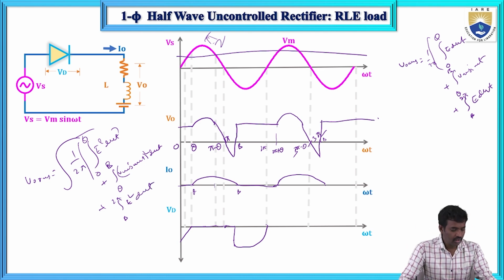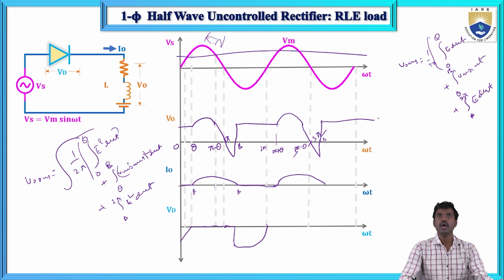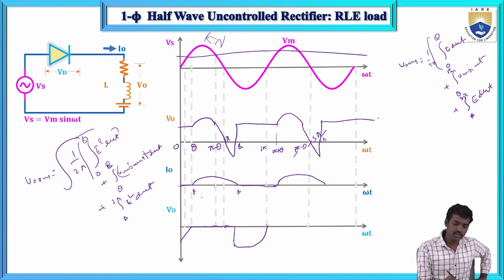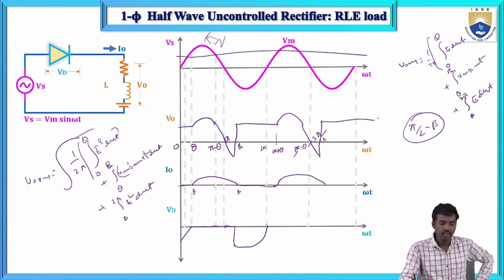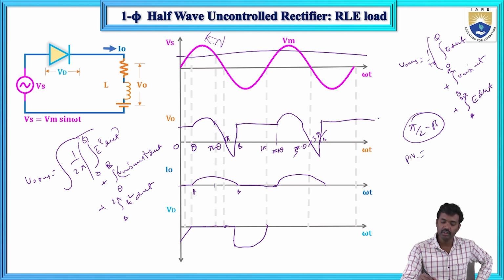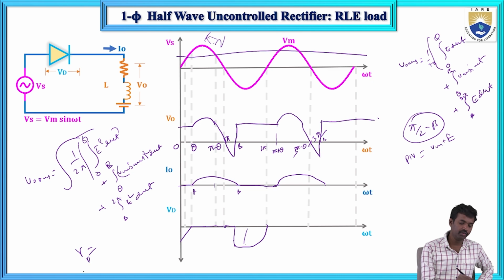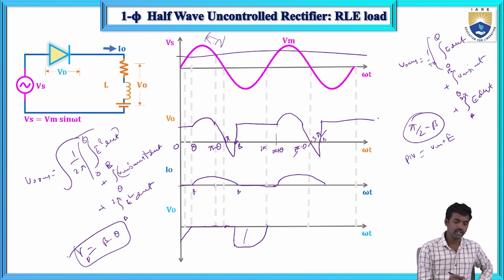So that gives V0 RMS and the V0 average value. The maximum value of current lies in between pi by 2 and beta. And the peak inverse voltage is Vm plus E only. Another quantity is the conduction angle: gamma of D equals beta minus theta. So these are the cases.